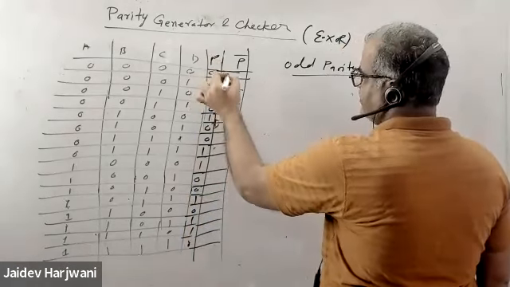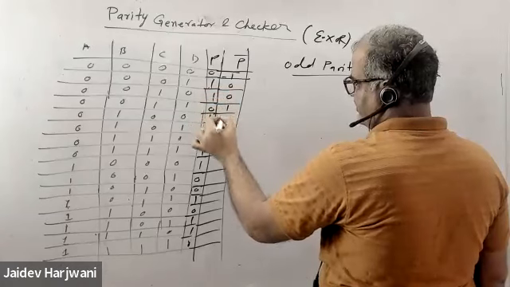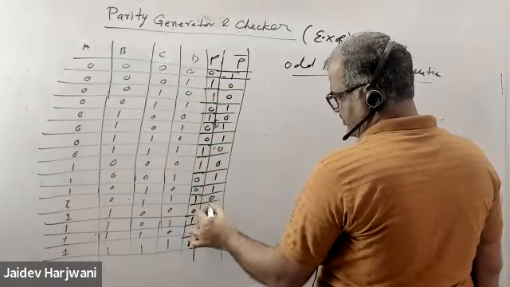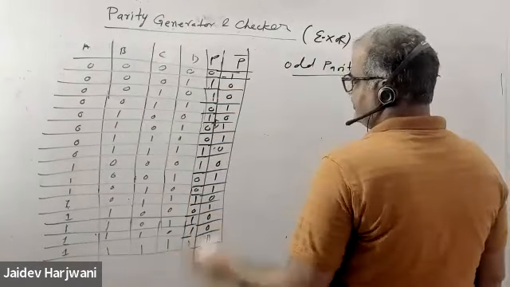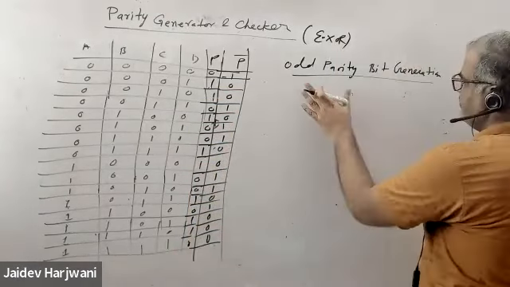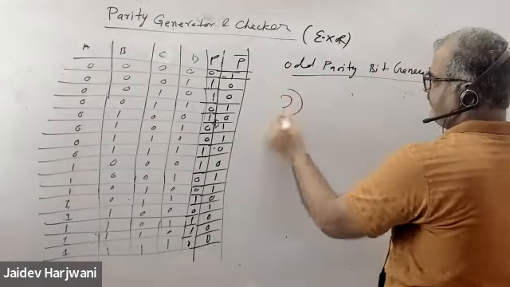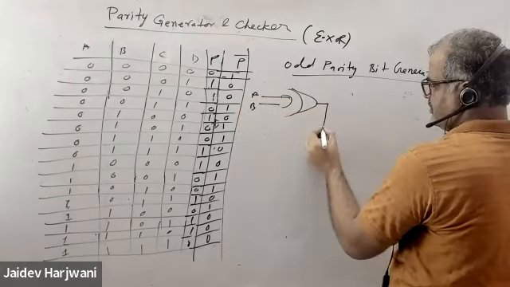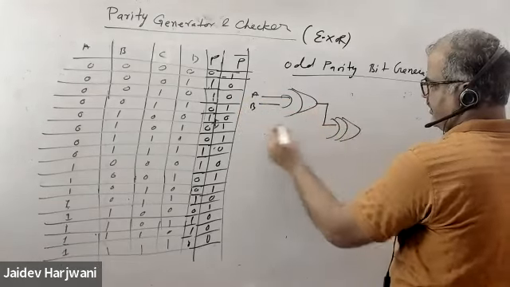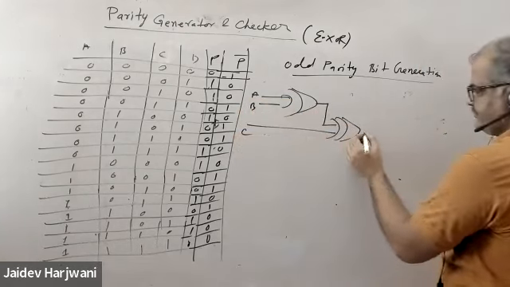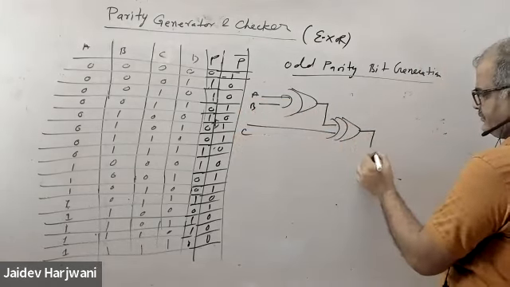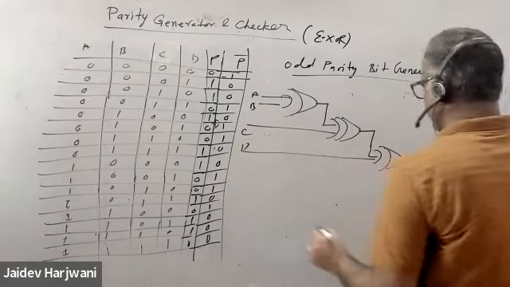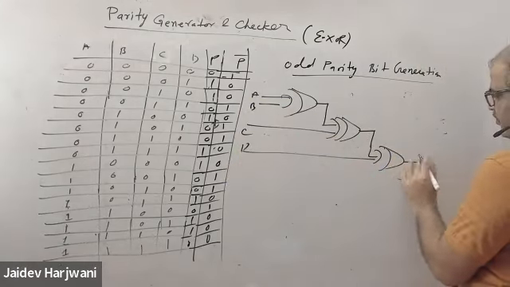Okay, so wherever 0, it will come 1, 1, 1, 0, 1, 1, 0, 0, 1, 1, 0, 1, 0, 0, 0. So this is exactly opposite. Okay, so if you want to generate, the circuit is same. You take A, B, you give C here, you give D here.